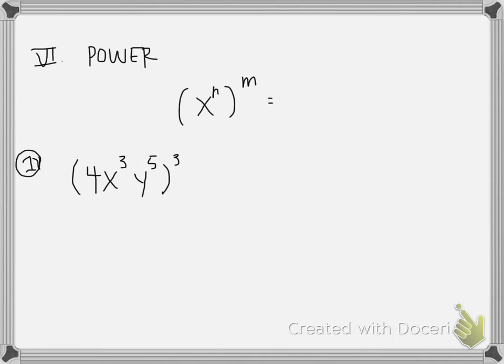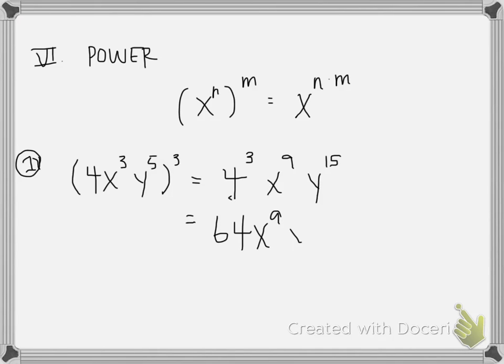The last rule right here is going to be the power rule. So if we raise a base to a power, we can multiply the exponents. Okay? So here I'll say 4 raised to the 3rd power, x raised to the 3 times 3, which is a 9, and y to the 5 times 3, which is a 15. So 4 to the 3rd power would be a 64, x to the 9th, y to the 15th.